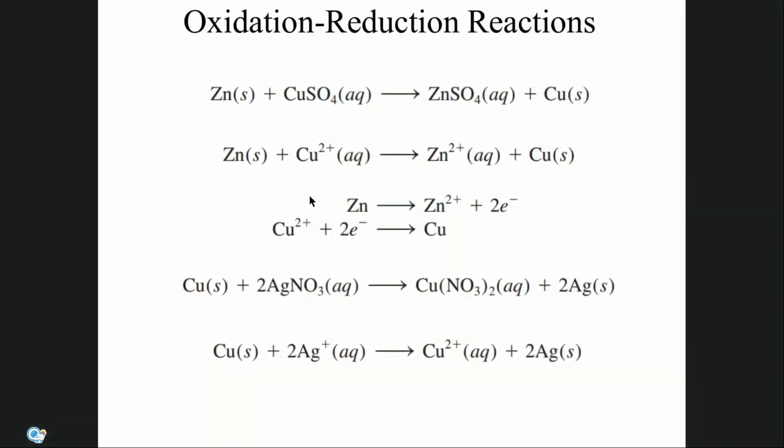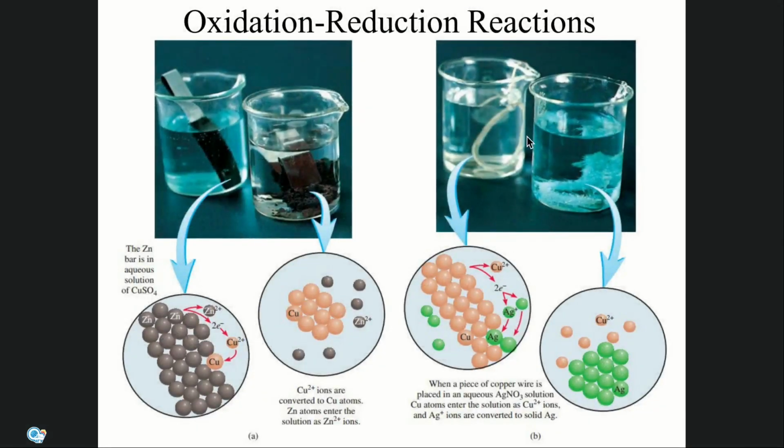In this slide, you can see the half reactions. And similarly, metallic copper reduces silver ions in a solution of silver nitrate, like in these reactions. And in this slide, you can see the result. And the color becomes blue.